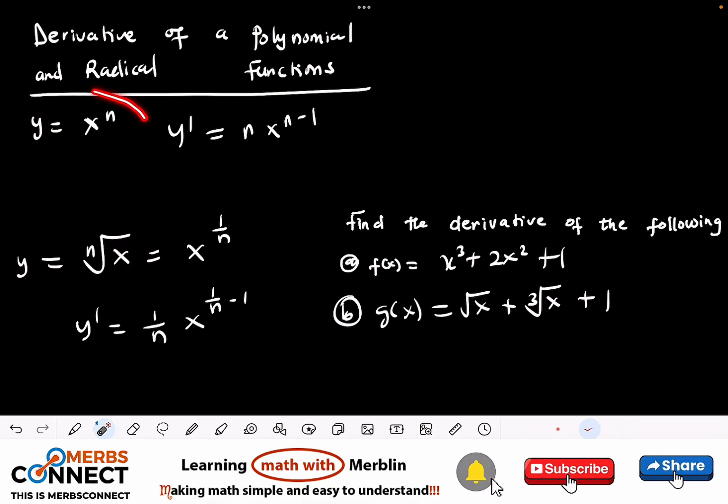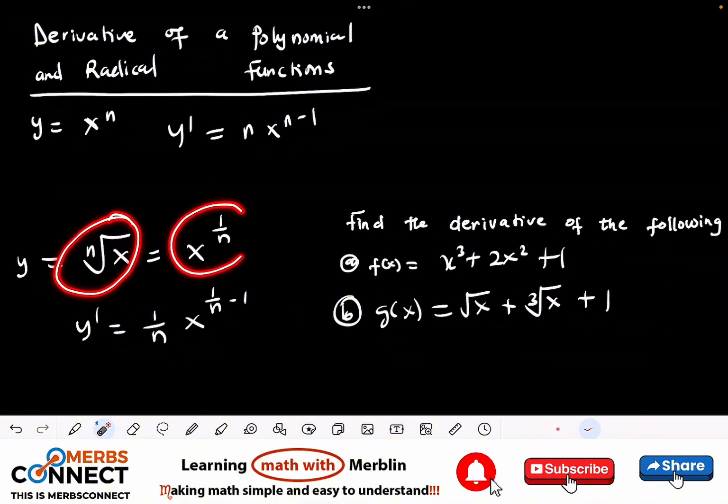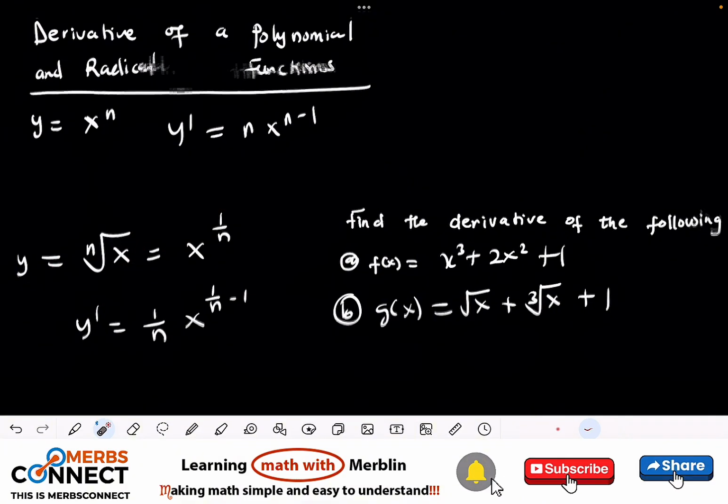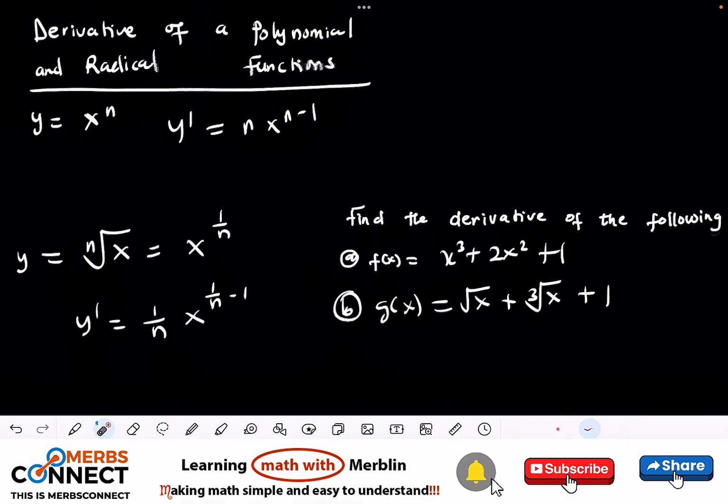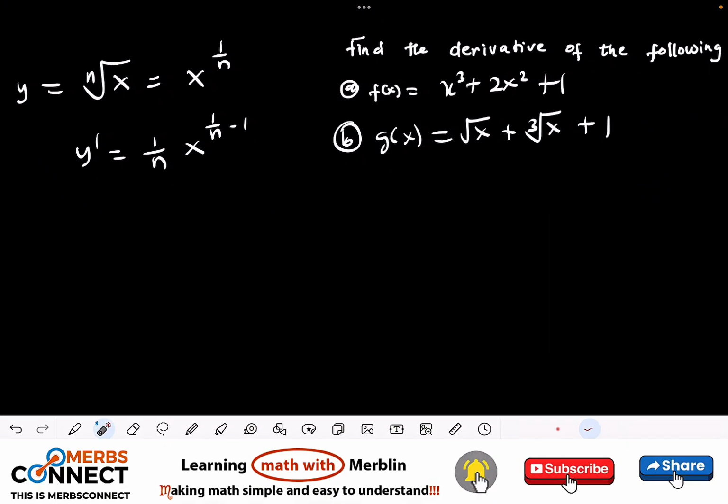So when you have a polynomial function, think about the power rule. When you have a radical function, try to convert it to x to the power of something and also try using the power rule. Let's look at these two examples right here.